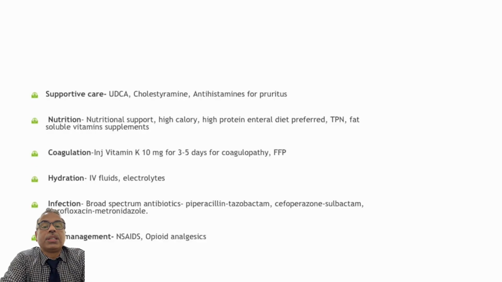Fat soluble vitamin supplements should be given, especially A and vitamin D. For coagulation, because these patients we have already seen are prone to coagulopathy, injection vitamin K 10 milligram at least for 3 to 5 days should be given to correct the coagulopathy. We can also give FFP, or fresh frozen plasma, to correct coagulopathies. Maintain adequate hydration, as these patients are generally hypovolemic because of third space sequestration. So give adequate IV fluids to maintain renal function and correct the electrolyte abnormalities.